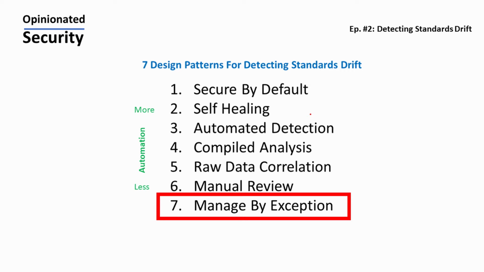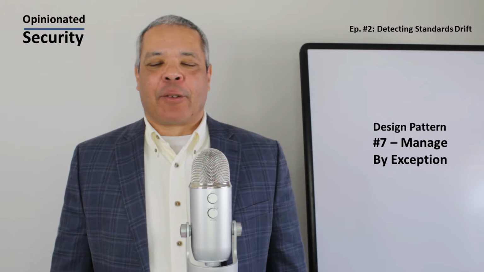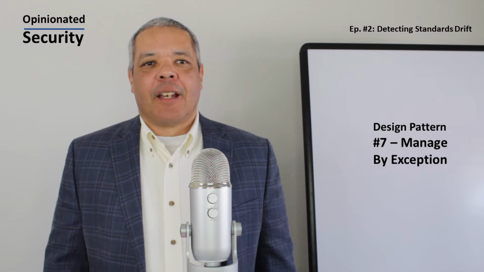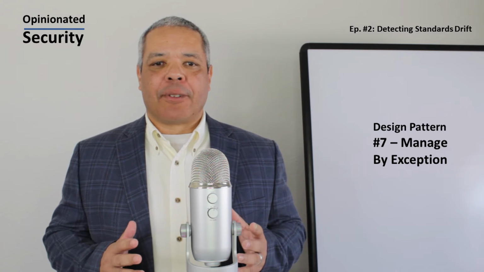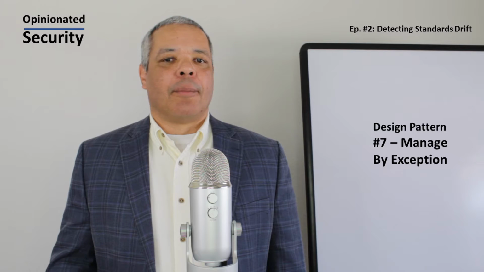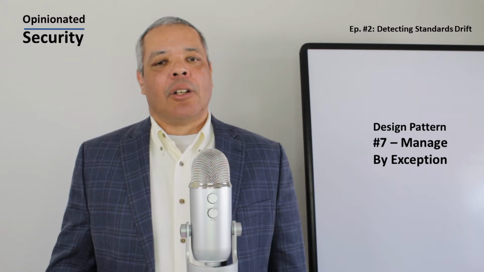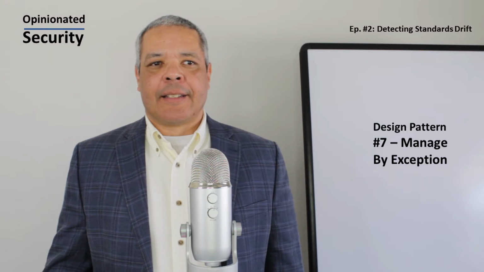Design pattern number 7, manage by exception. I'm not a fan of this design pattern, but it's a reality. It's probably, anecdotally, the most common design pattern that security organizations use. This is where the drift or deviation from policies is usually discovered when there is some sort of audit or some sort of review or an accidental discovery, or in the worst case, an incident.